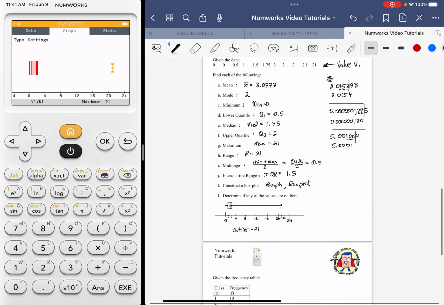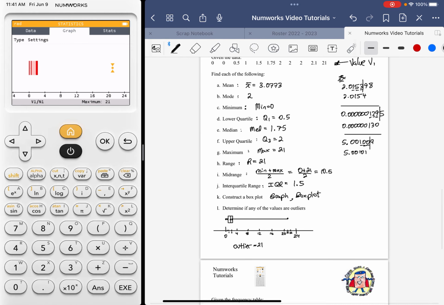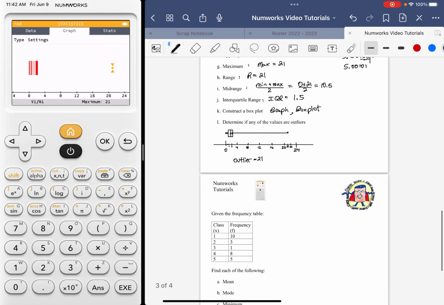Now we're not given any context for the data, so I can't say 21 what, 21 hours, 21 miles. It's just 21 at this point. But when we get into the contextual situations, we're going to make sure that we address what that 21 represents, among other things. All right.